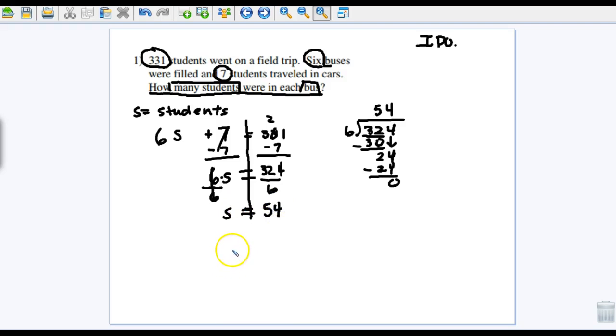But I'm not done yet. Okay, because this is a word problem. So my answer needs to be in the form of words. So I can say there were 54 students in each bus.